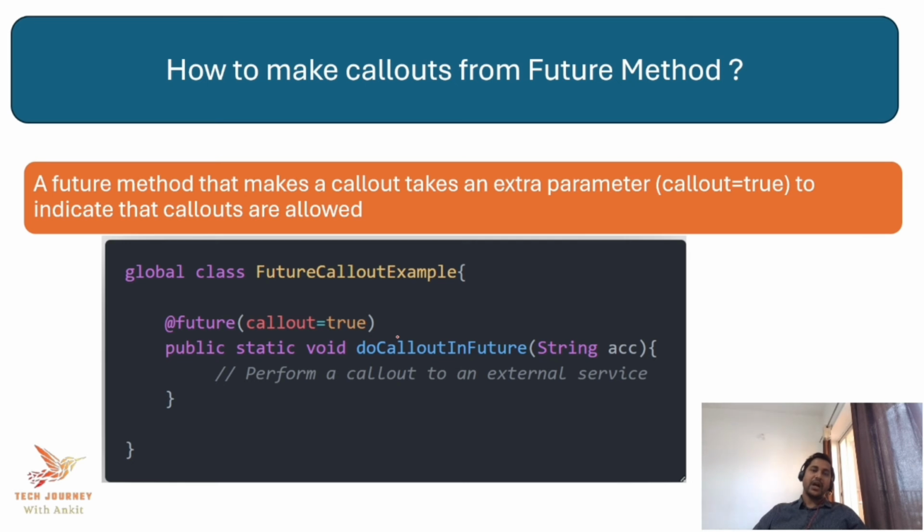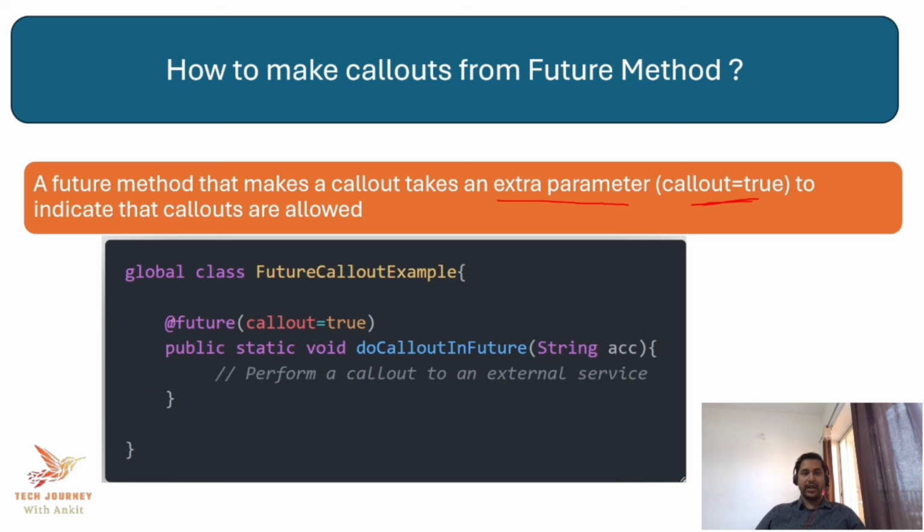The next one here is, how to make callouts from the future method. Although I already showed you in the first slide itself, I have put in that dedicated slide because in case you are a newbie into Salesforce, or you are having around 2 years of experience, you can definitely come across this question, how you can make callouts from the future method. To make the callout from the future method, one extra parameter is required, that is callout equal to true. If you specify that parameter, it indicates that you have to perform callouts from the future method.